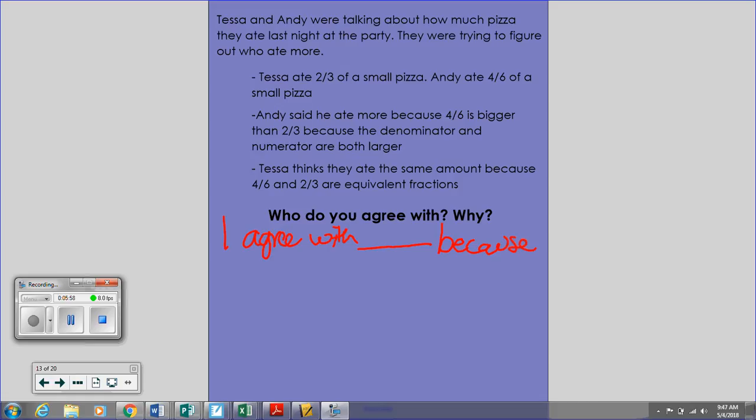Because I've read the problem, I know they're trying to figure out who ate more. I wrote an answer sentence, and now I need to make a plan, and my plan is likely going to be some kind of drawing.